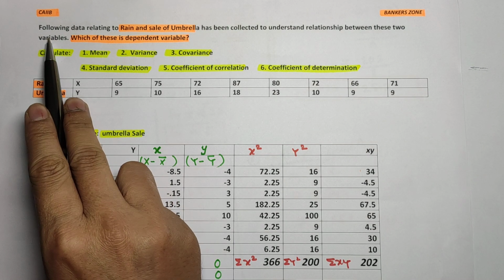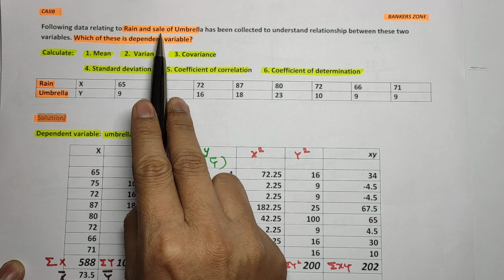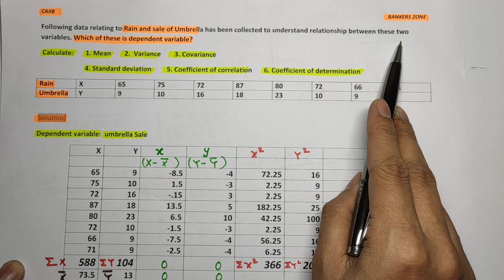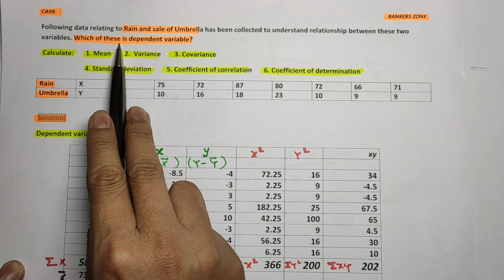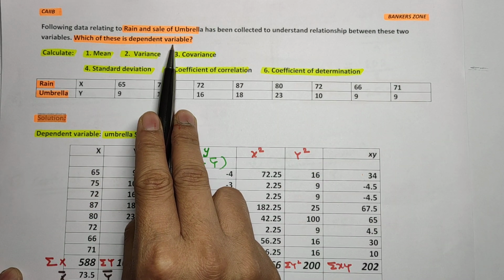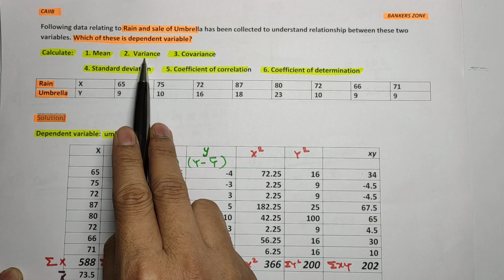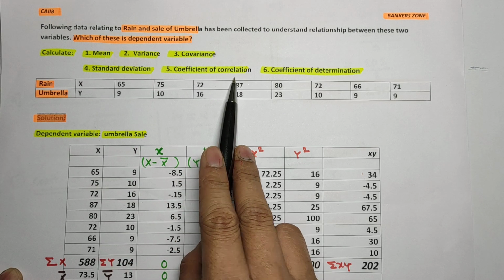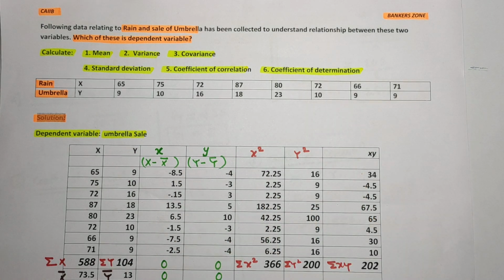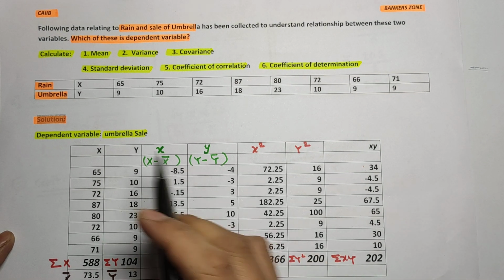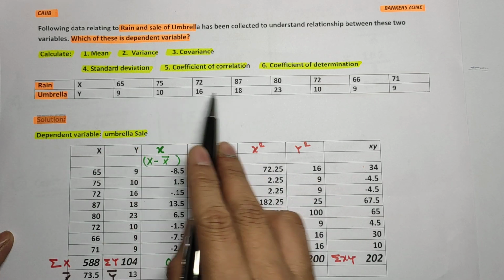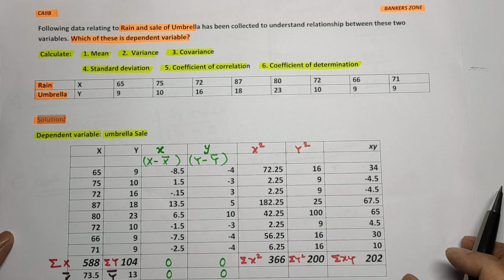See friends, the following data relating to rain and sale of umbrella has been collected to understand the relationship between the two variables. Which of these is the dependent variable, and we have to find mean, variance, covariance, standard deviation, coefficient of correlation and coefficient of determination. So friends, they have given the data. The data they have given is the rain, and the sale of umbrella corresponding to that rain.